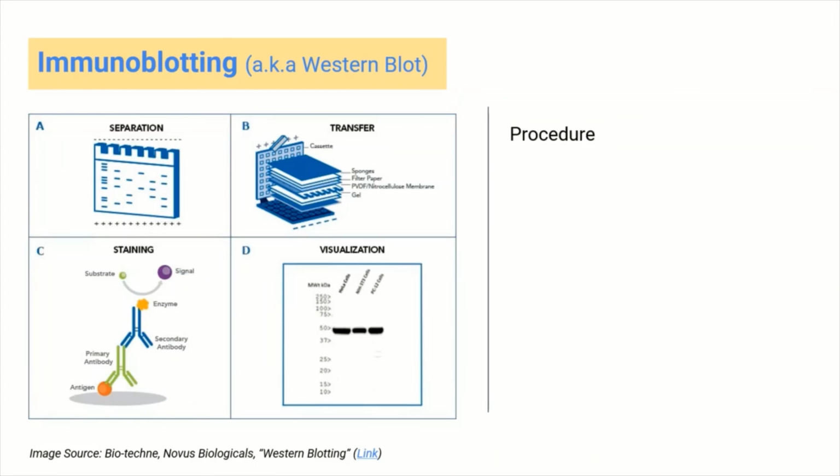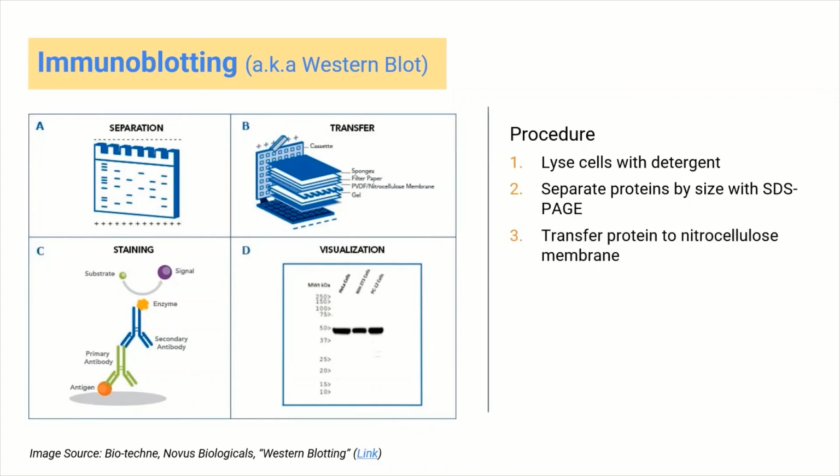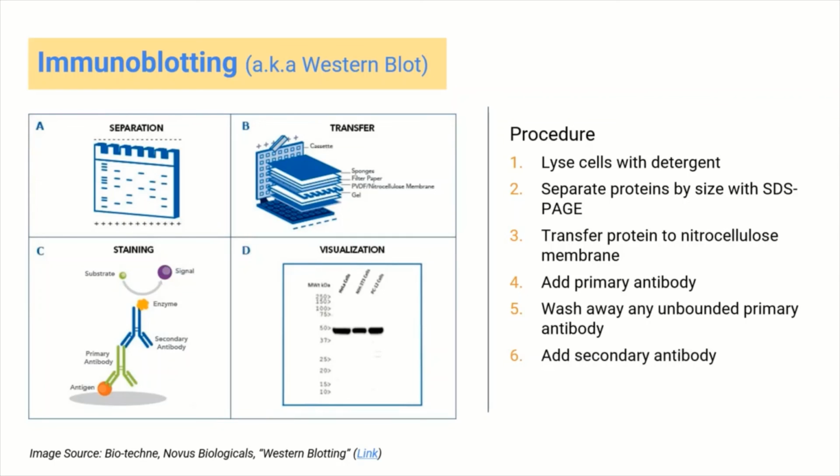The general procedure goes like this. First, we lyse the cell with detergent. Next, we separate protein by size using SDS-PAGE, which is a type of gel electrophoresis. Then the protein in the gel is transferred to a nitrocellulose membrane. After that, we add the primary antibody. Then wash away any unbound primary antibody. And lastly, we add the secondary antibody.